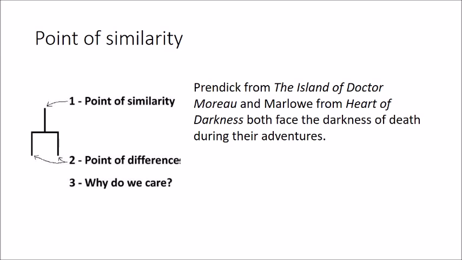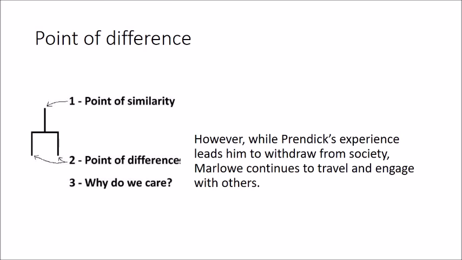But what this first point of similarity is going to do is allow me to segue into my point of difference, which does build off of that obvious point of similarity. However, while Prendick's experience leads him to withdraw from society, Marlowe continues to travel and engage with others. So yes, I'm starting with that obvious similarity, but then I'm looking at what the end point of that similarity is. And that end point is very different in the way these two characters end up.